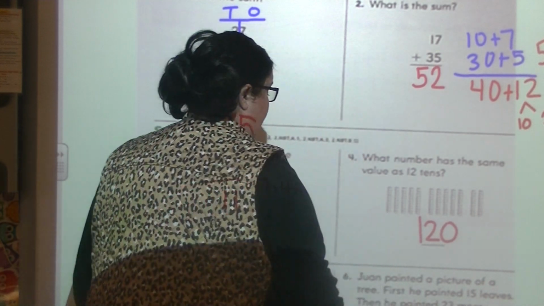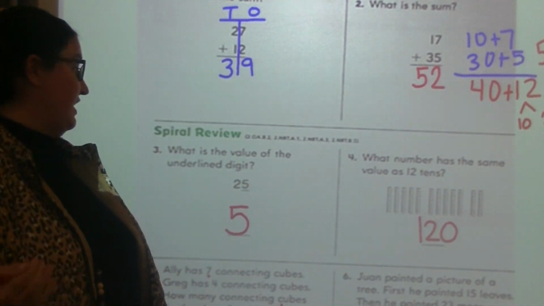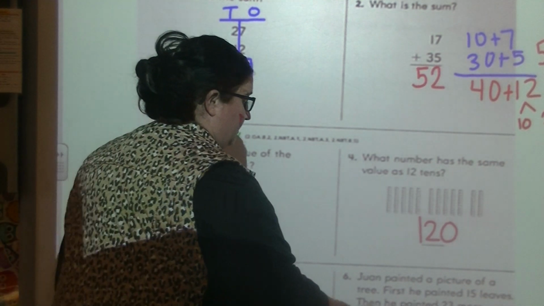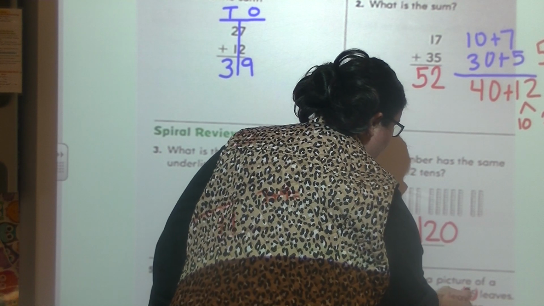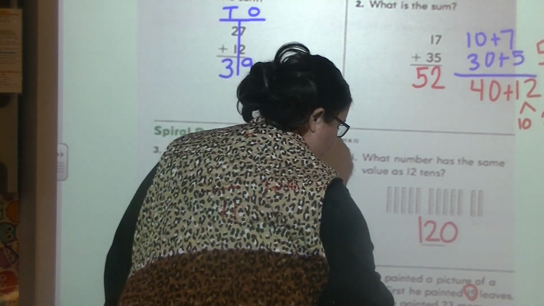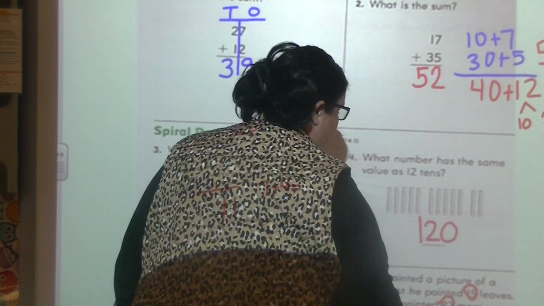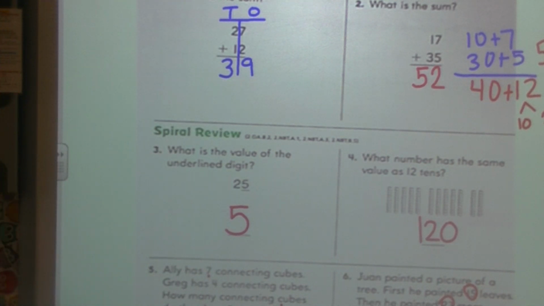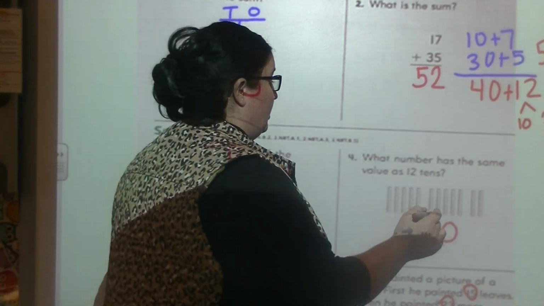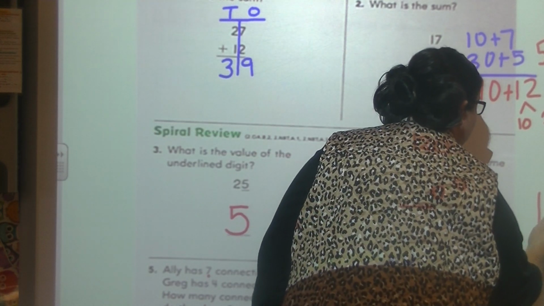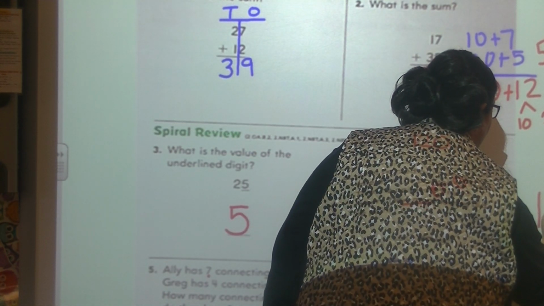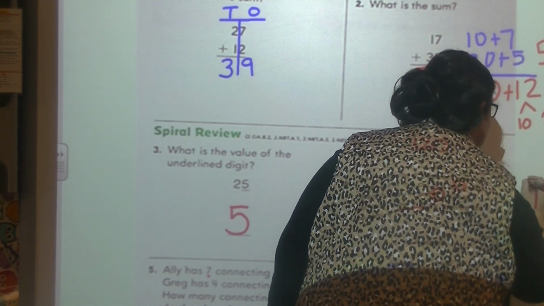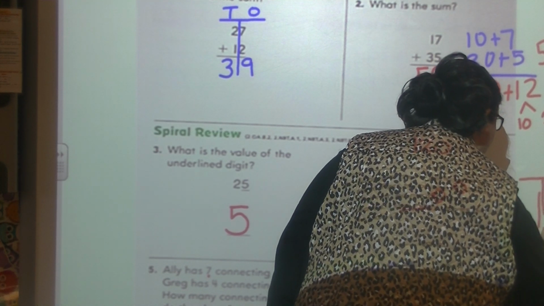How many? That's right, that means how many in all. All right, so first he painted 15, and then he painted 23 more. So we're going to add. This is a 2-digit problem, so you needed to set it up vertical, up and down. Tens in the tens column, ones in the ones column.